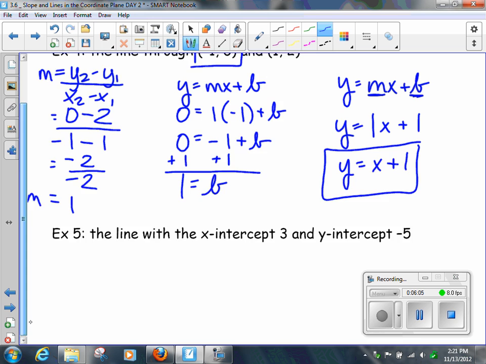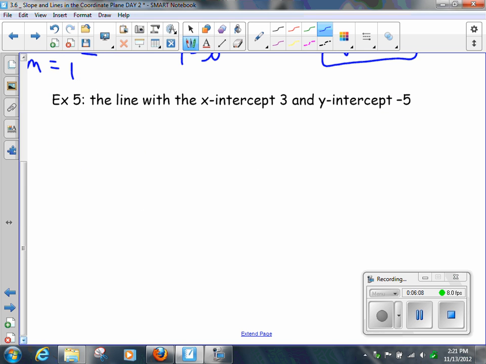Look at the second one. It tells us that the x-intercept is 3 and the y-intercept is -5. What are those? What's the y-intercept? That's the b.